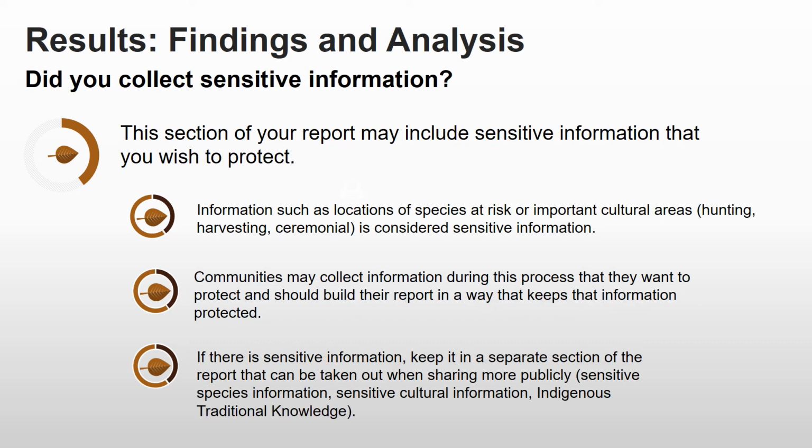Did you collect sensitive information? This section of your report may include sensitive information that you wish to protect. Information such as locations of species at risk or important areas in your community should be protected. Communities may collect information during this process that they may want to protect and should build the report in a way that keeps that information protected.